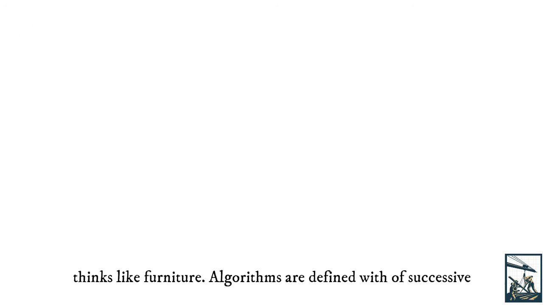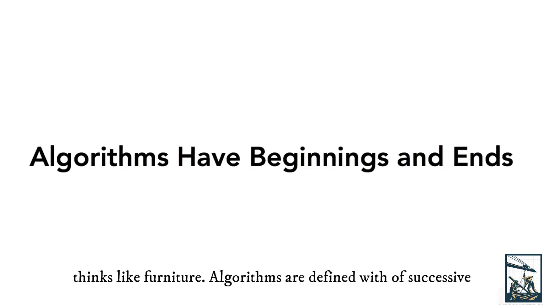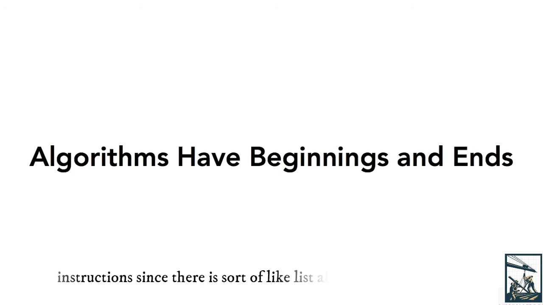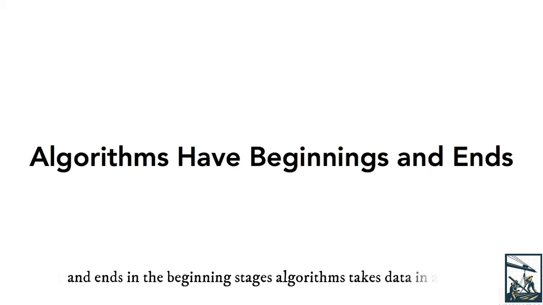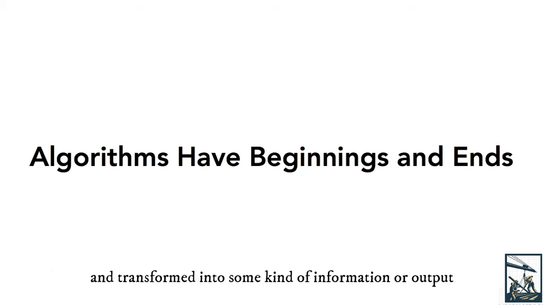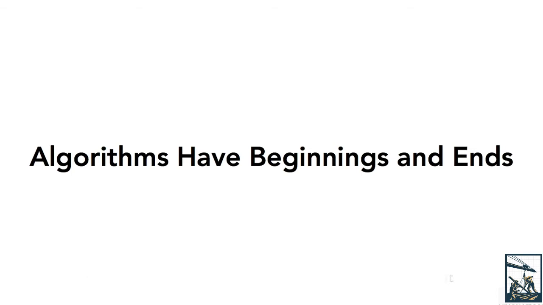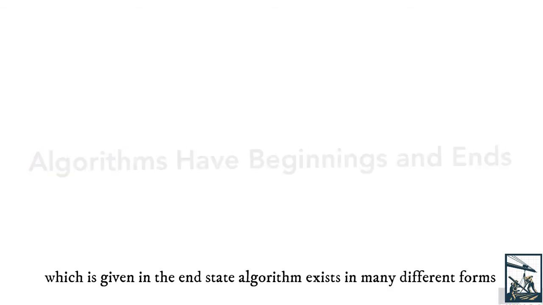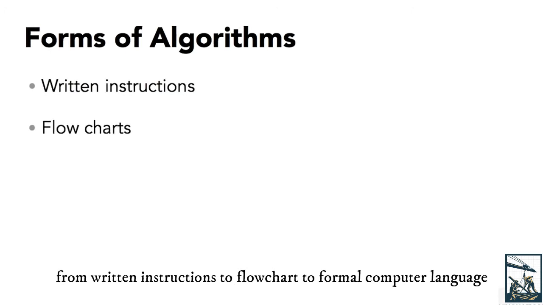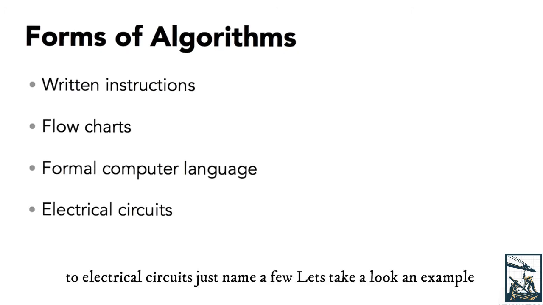furniture. Algorithms are defined lists of successive, but not necessarily sequential steps, each with well-defined instructions. Since they're sort of like lists, algorithms have beginnings and ends. In their beginning states, algorithms take data in the form of variable inputs. Inputs are processed through the algorithm's steps and transformed into some kind of information or output, which is given in the end state. Algorithms exist in many different forms, from written instructions to flowcharts to formal computer language to electrical circuits, just to name a few.